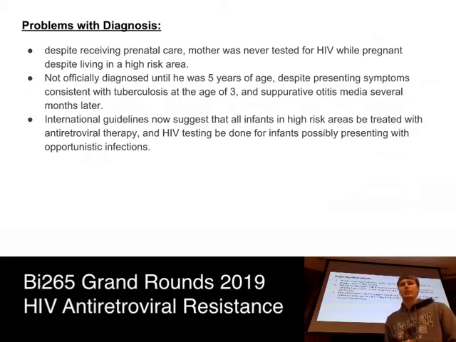So the best way to increase survival rates among children and infants infected with HIV is to diagnose them as soon as possible so that treatment can be done. To facilitate this, national guidelines in South Africa and international guidelines are now suggesting that all infants living in high-risk areas preemptively start taking a course of antiretroviral medications, and that all infants presenting with possible opportunistic infections immediately receive HIV testing.